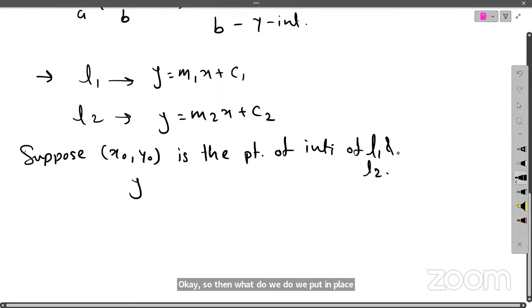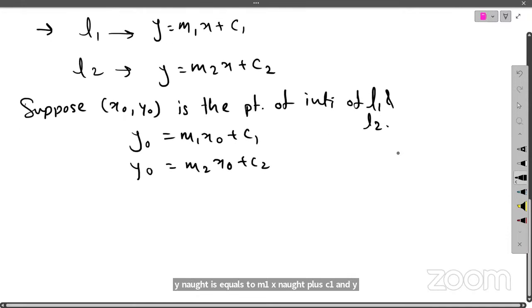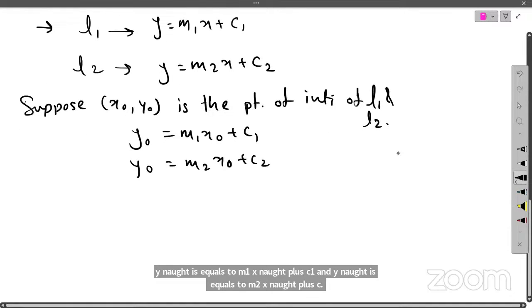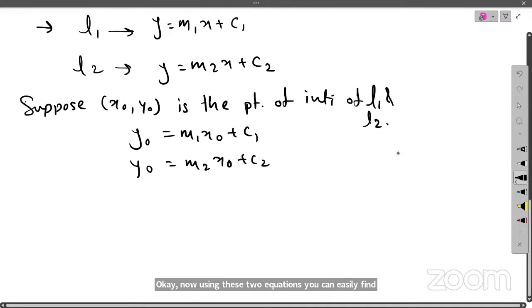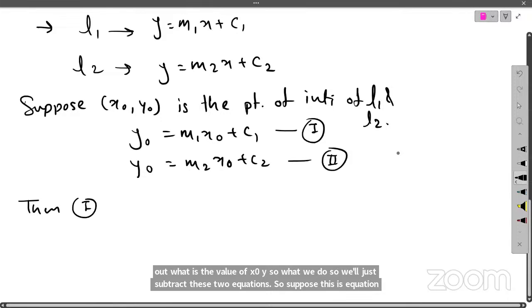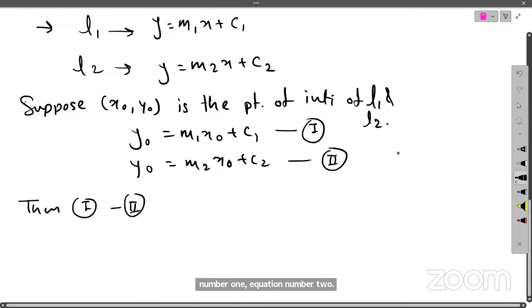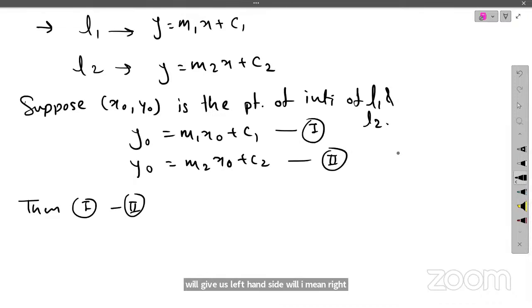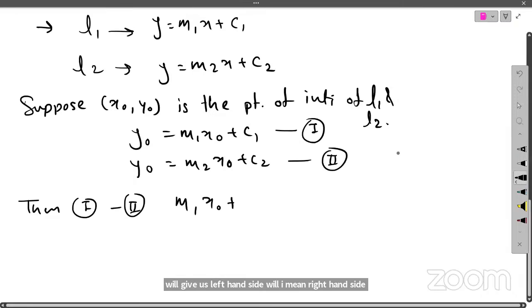If we replace that, we get y naught equals m1 x naught plus c1, and y naught equals m2 x naught plus c2. Okay. Now using these two equations, you can easily find the values of x naught and y naught. So we just subtract these two equations. Suppose this is equation number 1 and equation number 2. Then 1 minus 2 gives the left-hand side subtracted with the left-hand side and the right-hand side with the right-hand side. Here the y naught cancels out, and we get m1 x naught plus c1 equals m2 x naught plus c2.